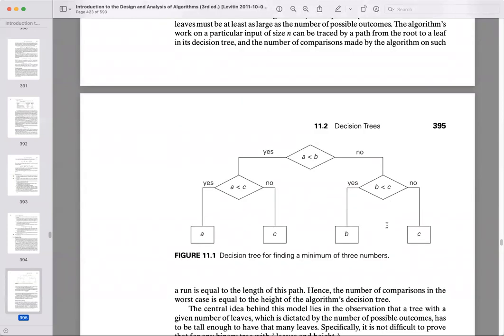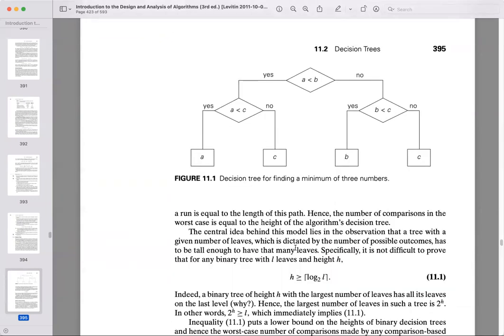So we have this decision tree. We start with A, B, and C, and want to see which is the smallest. Is A less than B? If it is, we take this path and ask, is A less than C? If it's less than B and less than C, then A is the smallest. If A is less than B, but A is not less than C, then C becomes the smallest. In the same way, if A is not less than B, and B is less than C, then B is the answer. If not, C is the answer. So this gives us an idea of how we can find that solution.